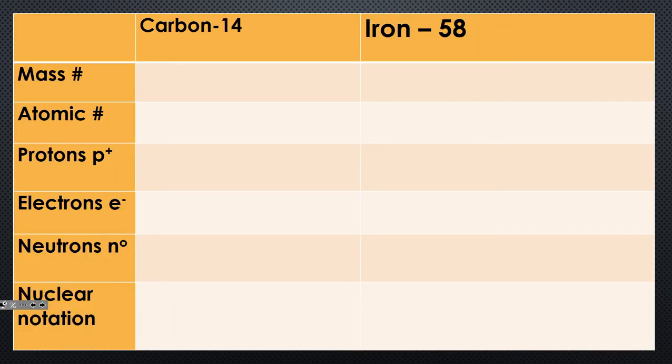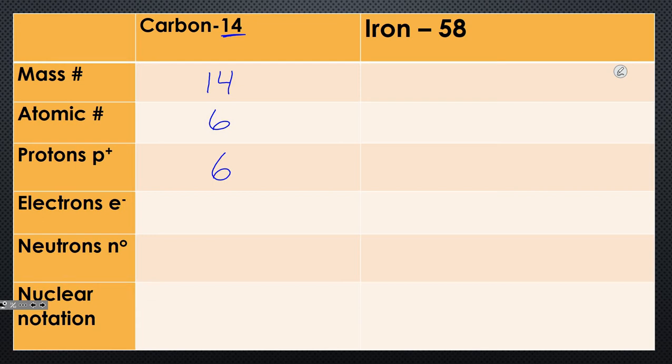All right. So, here we have carbon 14 and iron 58. Okay? So, the mass number, it tells me that right here. So, the mass number is 14. In order to find the atomic number, all I have to do is look at my periodic table. So look at your periodic table. What number is carbon? 6. So it has 6 as the atomic number. The atomic number also tells me the number of protons. So I'm going to put 6.